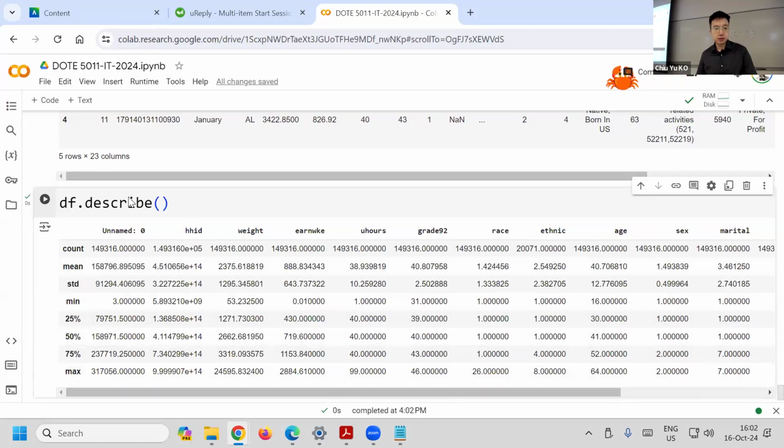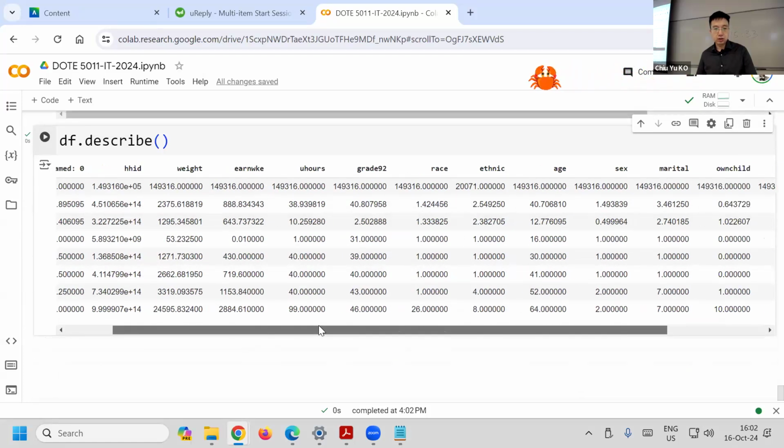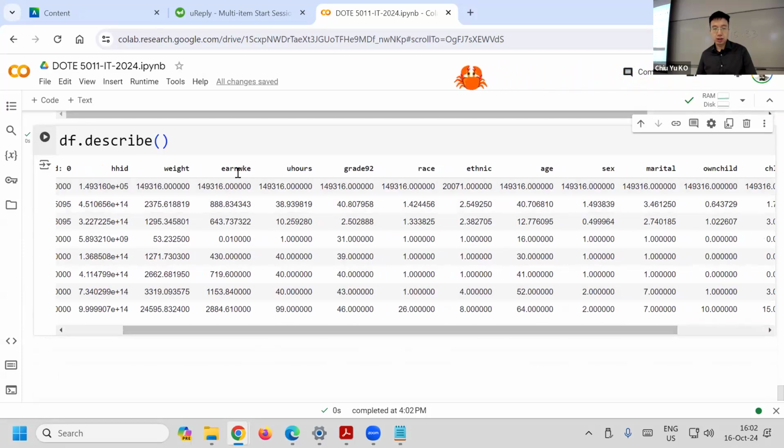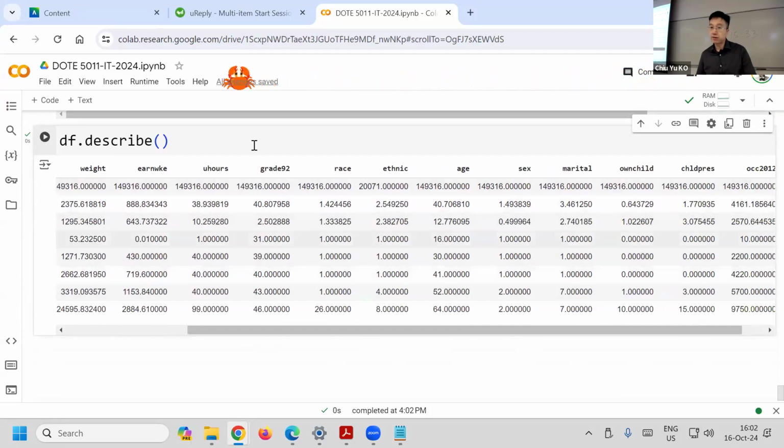So 23 columns, and these are our wage, earning per week, race, ethnicity, age, sex, with a child, and so on and so forth.